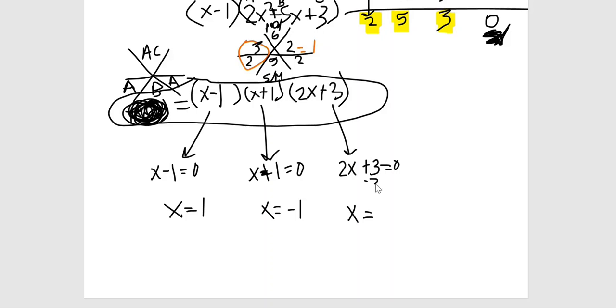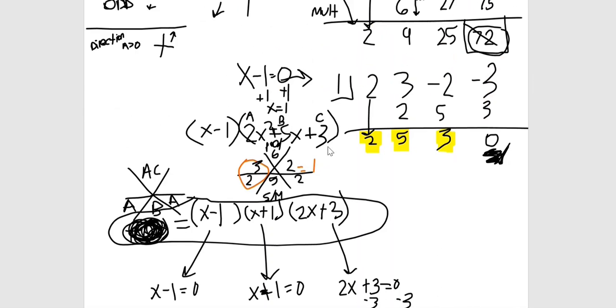Negative 3 over 2. Will we simplify that more, or? Either way. Negative 3 over 2, negative 1.5, however you think of it best, or however it makes sense to you, or whatever you see as an option on an answer choice is fine, as long as it's equivalent. Those would be where it crosses the x-axis.